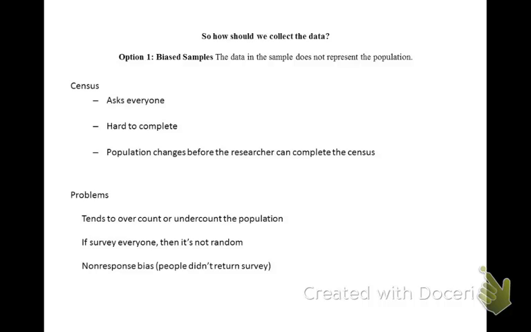You may wonder how it could overcount. Sometimes people will get questioned twice. If you survey everyone, then it's not technically a random sample. And there's also the problem of non-response bias. Sometimes people don't return the census.